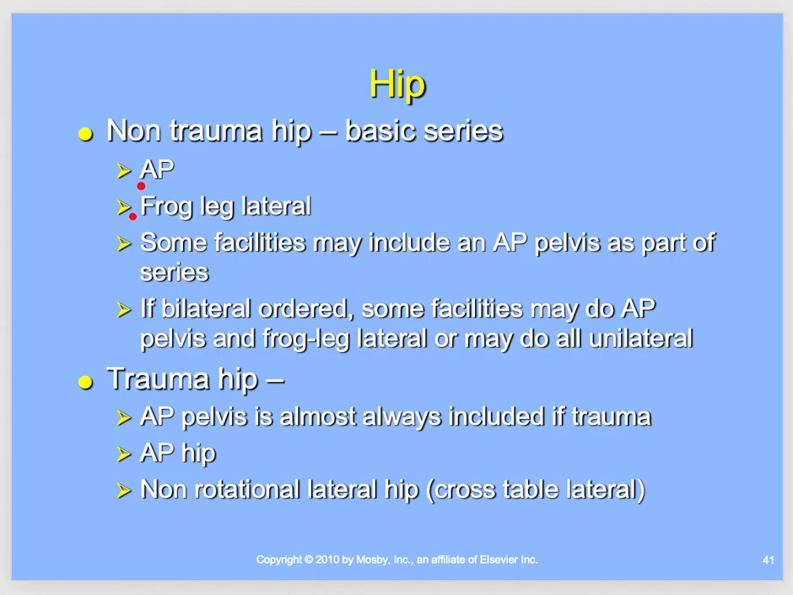is an AP. AP of the proximal hip, frog leg lateral. Some facilities may include an AP pelvis as part of the series. So your non-trauma hip, it may be a hip, but you're going to do an entire pelvis and then frog leg. So say you have a right hip, your protocol is going to be the entire pelvis and then frog leg of the right hip. That's what you're going to send off to the radiologist.